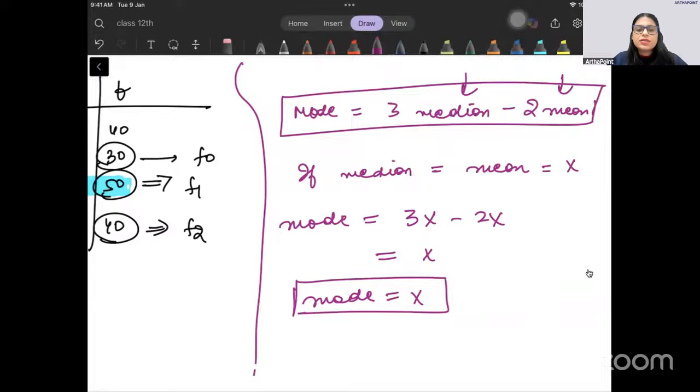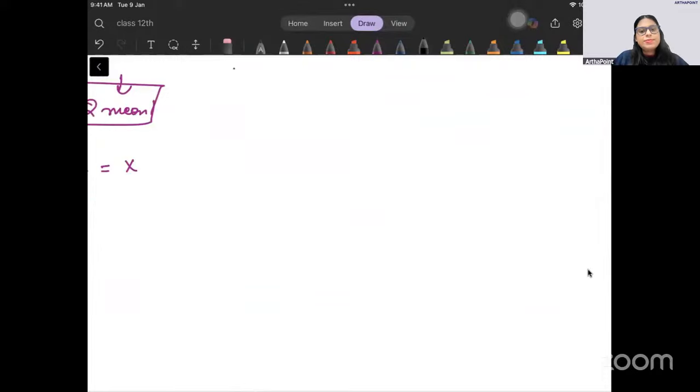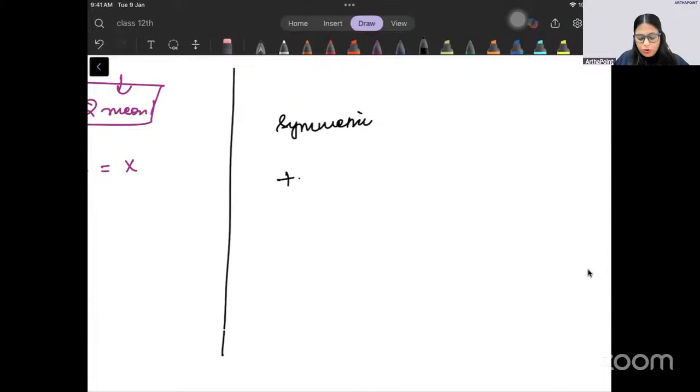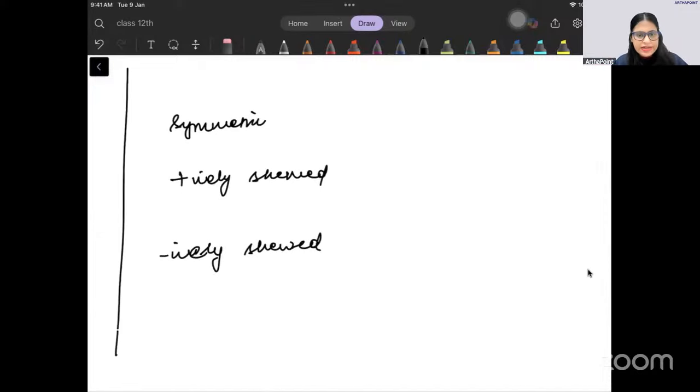Now, the last thing that we have is the different types of distribution and the relationship. And through this we will now try to understand types of distribution. So the distribution can be symmetric, it can be positively skewed, or it can be negatively skewed. For now, I am only telling the relation between mean, median, mode. We'll come to the formulas a bit later.